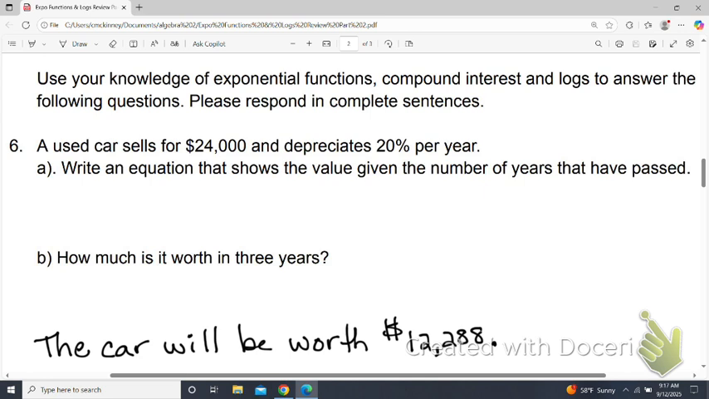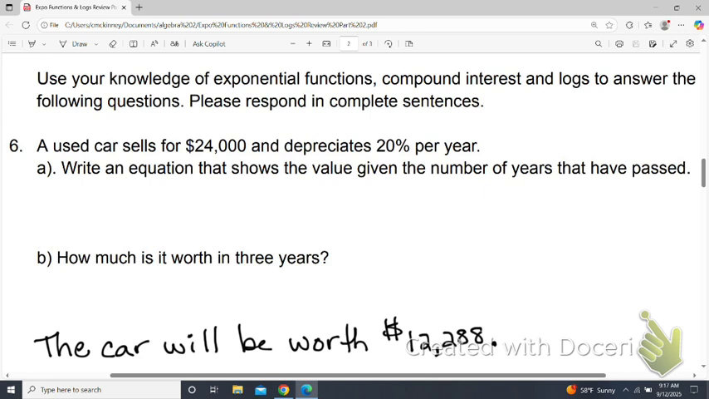And then notice this is a sentence. It starts with a capital letter. It ends with a period. It has the subject of the car. You could say is worth. I'm not going to be super picky about your verb tense, but the car is worth, because that's how I wrote the question, I guess. How much is it worth in 3 years? The car is worth. So that would be okay also. All right, on to part C.